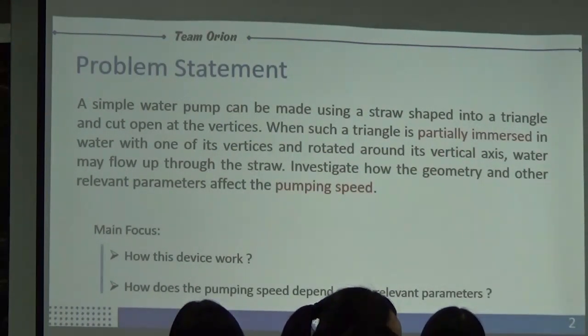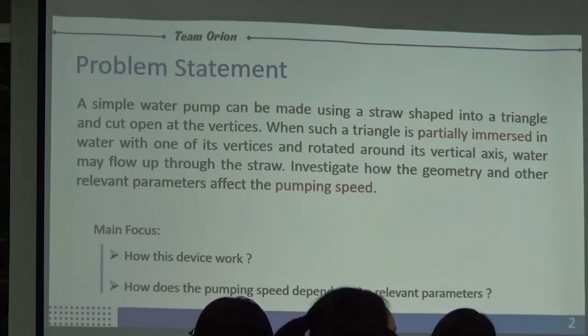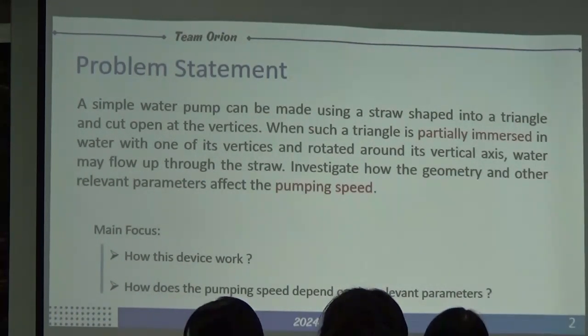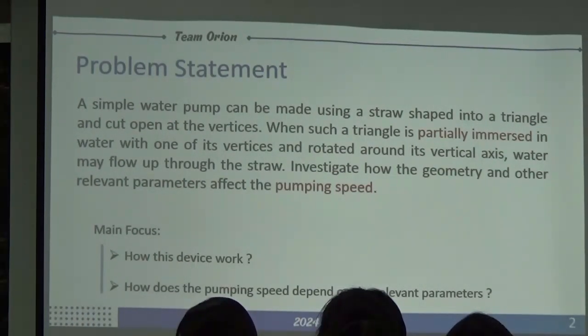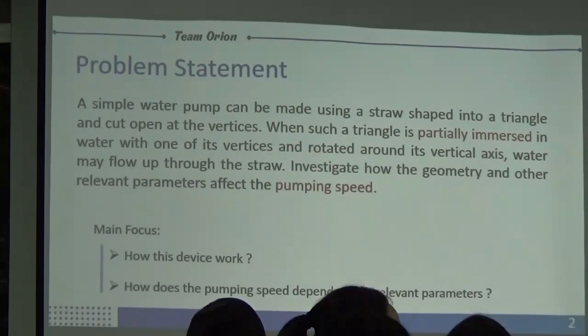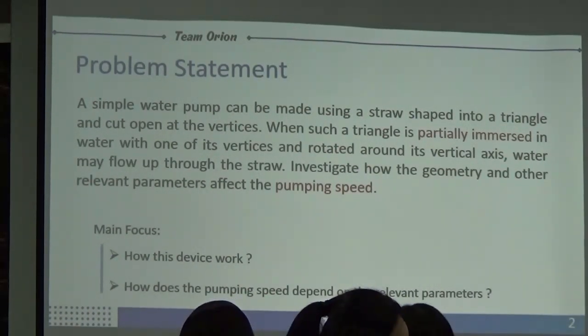A simple water pump can be made using a straw shaped into a triangle with an open and reversible end. When such a triangle is partially immersed in water with one of its vertices and rotated around its vertical axis, water may flow out through the straw. The rest can follow geometry and other relevant parameters of pumping speed. Our main focus is how this device works and how the pumping speed depends on a relevant parameter related to the length of the input.